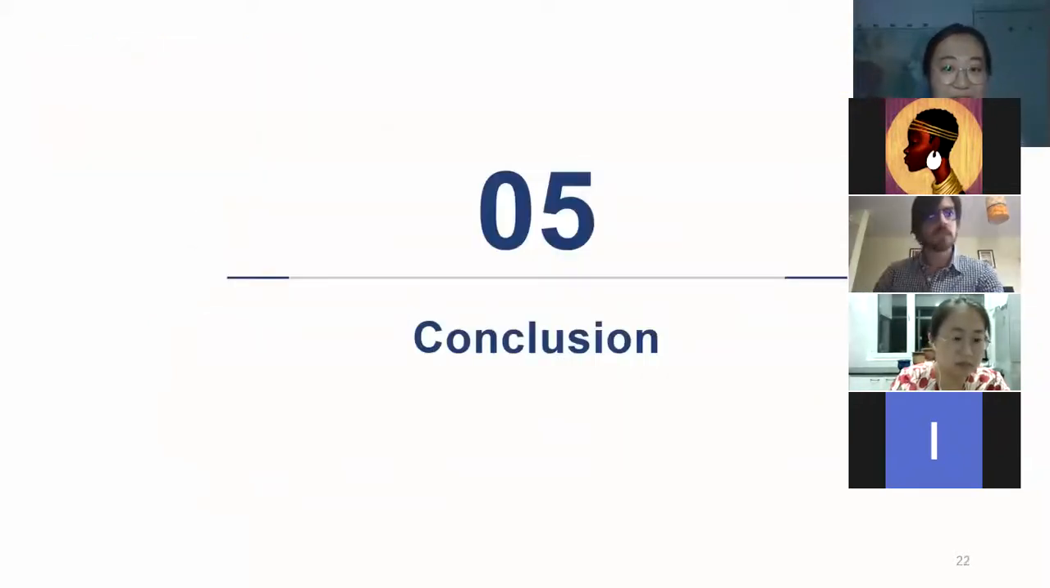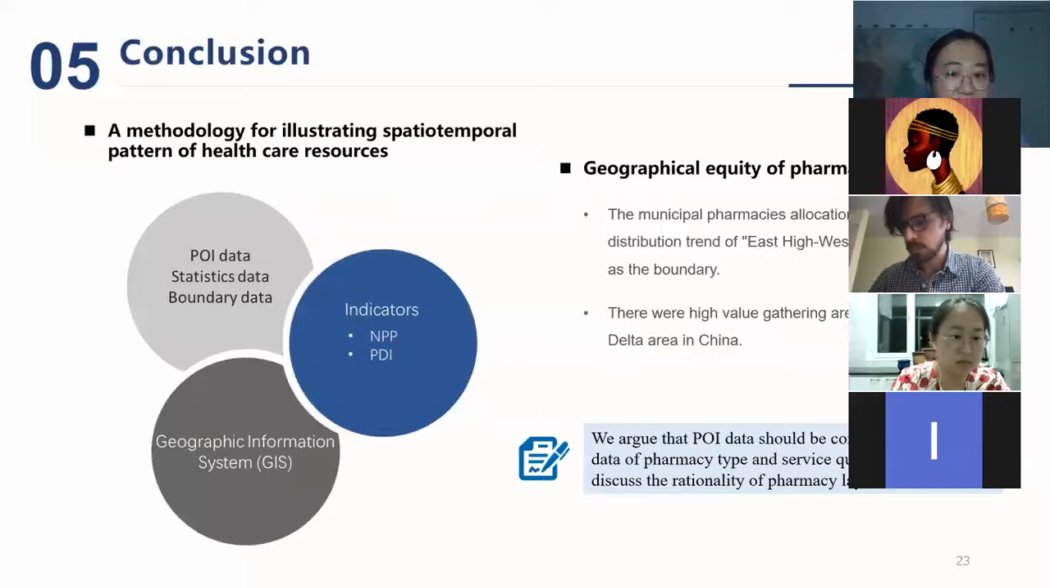In particular, I would like to emphasize the conclusion of our paper. In conclusion, our study developed a methodology of illustrating spatial temporal pattern of healthcare resources, and in terms of geographical equity of pharmacies in China, the municipal pharmacy allocation showed a distribution trend of east high, west low with the Huhuanyong line as a boundary. There are high-value gathering areas in the Pearl River Delta area in China. Last but not least, we argue that POI data should be combined with survey data of pharmacy type and service quality to deeply discuss the rationality of pharmacy layout.